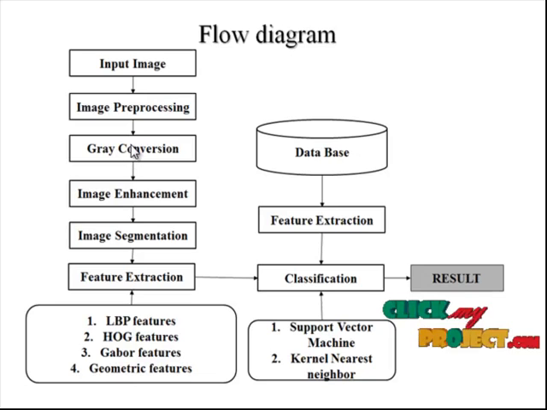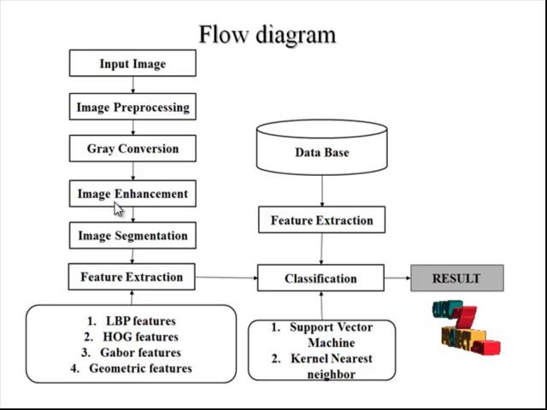Next, gray conversion. Distinct from a one-bit image, which in the context of computer imaging is an image with only two colors, black and white, grayscale images have many shades of gray in between. Next, the Sobel operator, sometimes called the Sobel filter, is used in image processing and computer vision, particularly within edge detection algorithms. The Sobel edge detector is also applied.